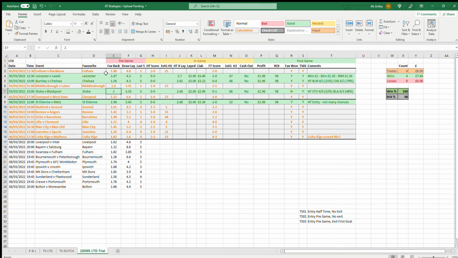So anyway, if we go back to this first one, Fulham were odds on favourite at 1.48, but they actually scored in the first half. I think the first goal went in the 25th minute. So by half time it was 2-0, and it was full time 2-0. So favourite won, yes, and that was trading strategy 01, which is where I'm entering at half time and I'm not exiting at all. I'm not even exiting when a goal goes in.